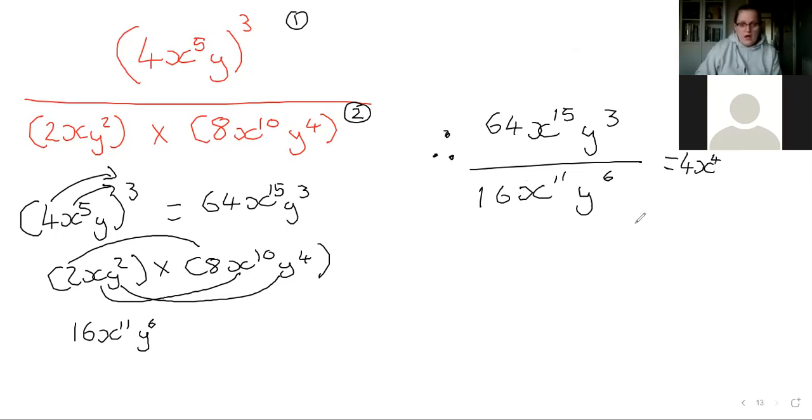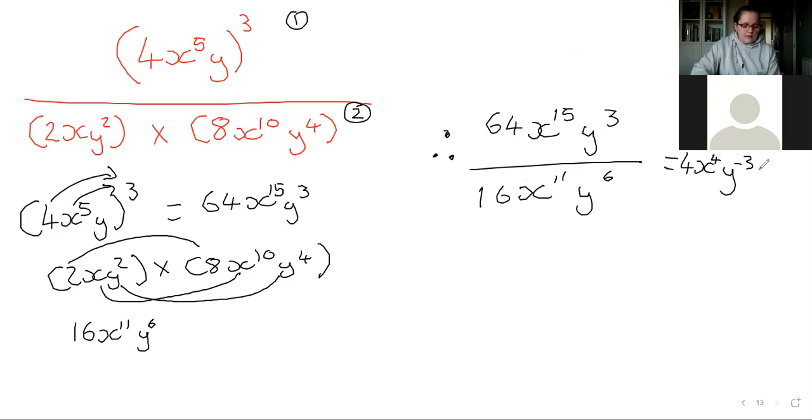And then for y, we're just going to take 6 away from 3, which will give us -3. So we have 4x to the power of 4, y to the power of minus 3. And that is what we would do with a more complicated indices question.